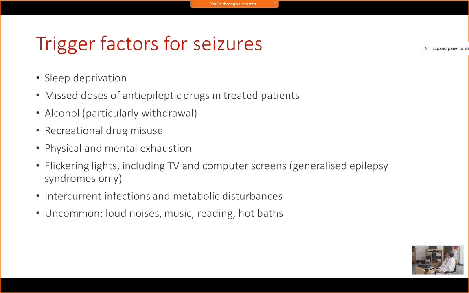Then any alteration in the nervous system functioning as a result of infections like meningitis or encephalitis, or due to some metabolic disturbances like altered electrolytes, hypoglycemia, uremia, any of these may precipitate a seizure. And sometimes seizures are provoked by other sensory stimuli like a loud noise, music, reading, which is visual, or tactile. If the person goes for a hot bath, then also it might be precipitated. These are not very common. So these could be some of the precipitating factors for any seizure.